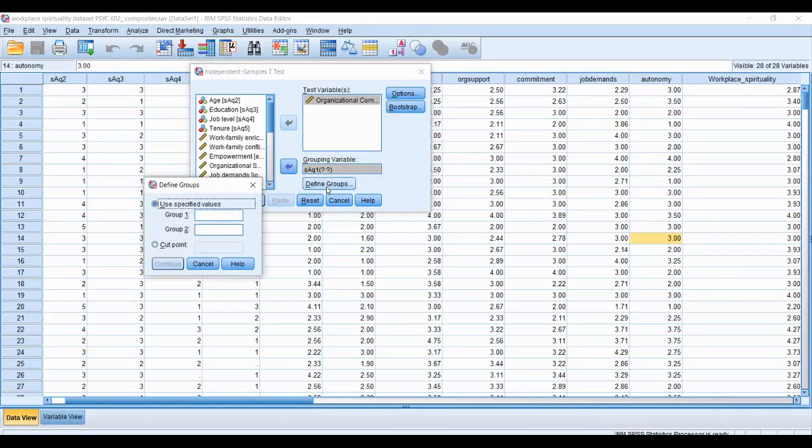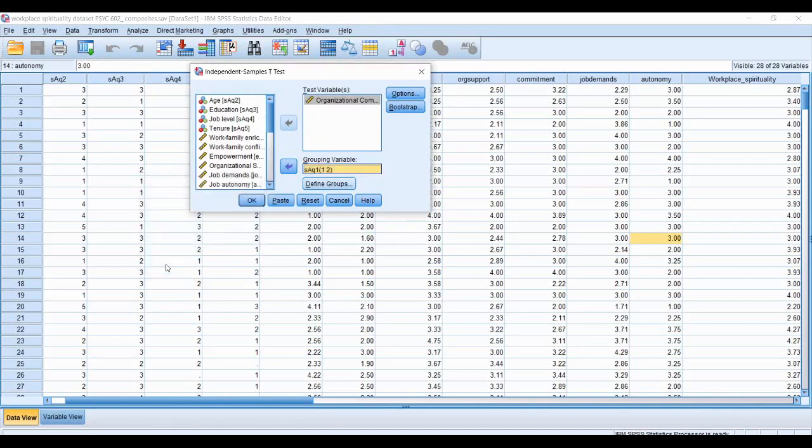Under Define Groups, you go by how you coded male and female. When you were coding, maybe you coded male as 1, so group 1 will be 1. Then you coded female as 2, so group 2 will be 2. Then you click on Continue.